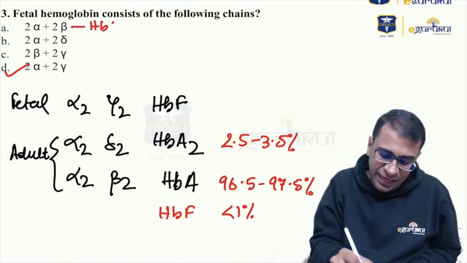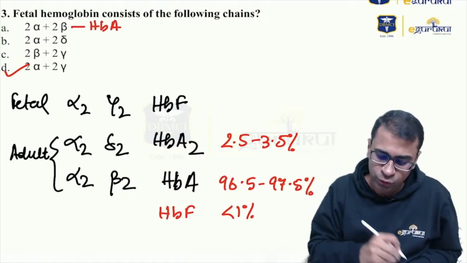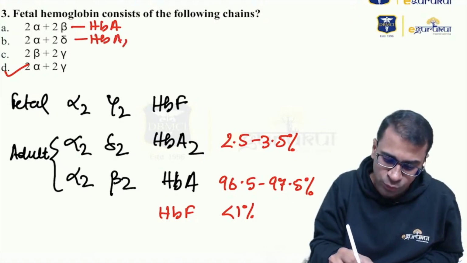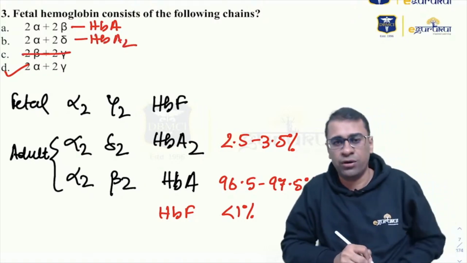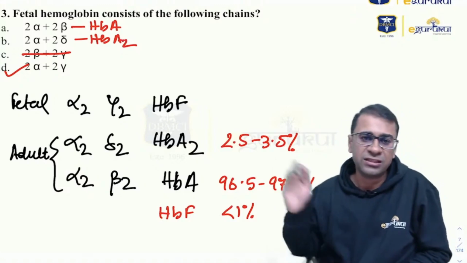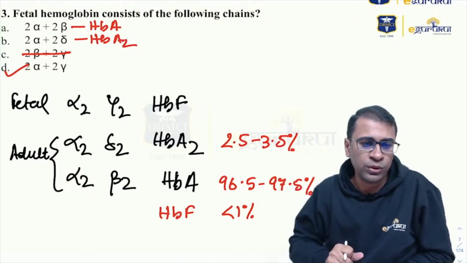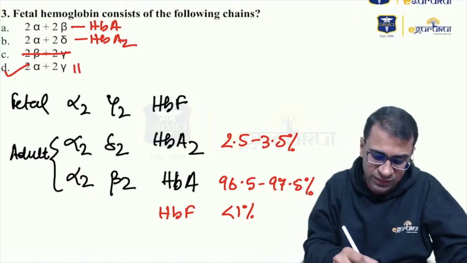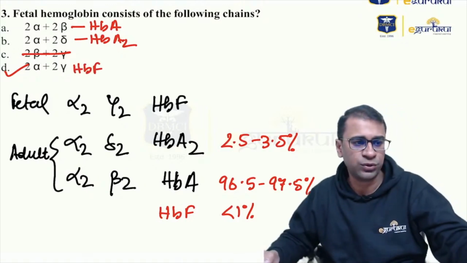What is this? It is HbA. What is alpha 2 delta 2? It is HbA2, and this is not a valid combination at all. Okay? And this one, alpha 2 gamma 2, is the HbF. This one is the HbF, which is being asked in this question.